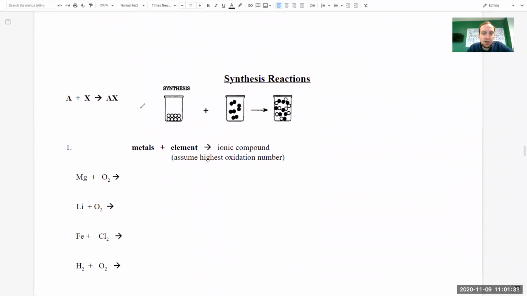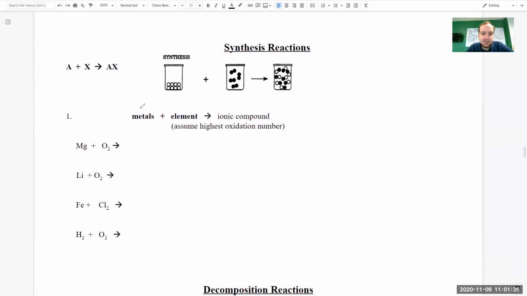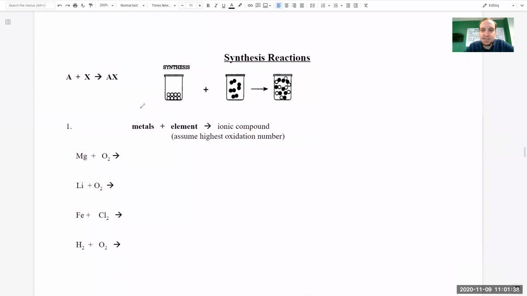All right, the next type we're going to go over is called a synthesis reaction. We need to predict what this is going to be. If you remember what a synthesis reaction is, we are reacting and chemically combining two smaller components, whether two individual elements or two small compounds, into a larger compound. We're going to synthesize them into something bigger.